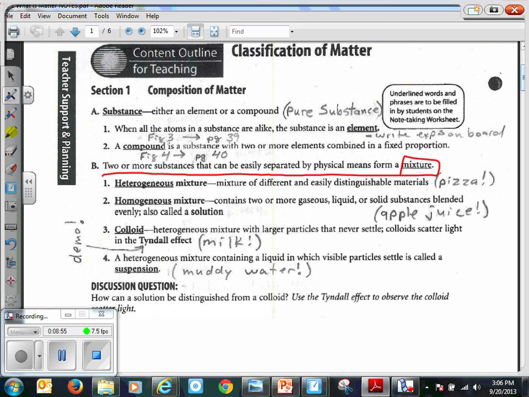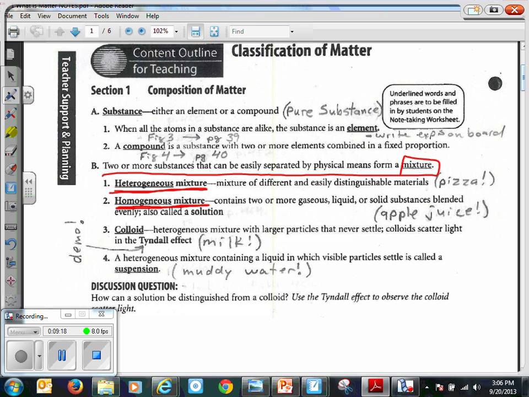Okay, so there's two kinds of mixtures. The first one is called heterogeneous mixture. And the word hetero means different. Okay, and the second kind of mixture is homogeneous mixture, and homo means the same. So heterogeneous is a mixture that can be easily distinguishable.